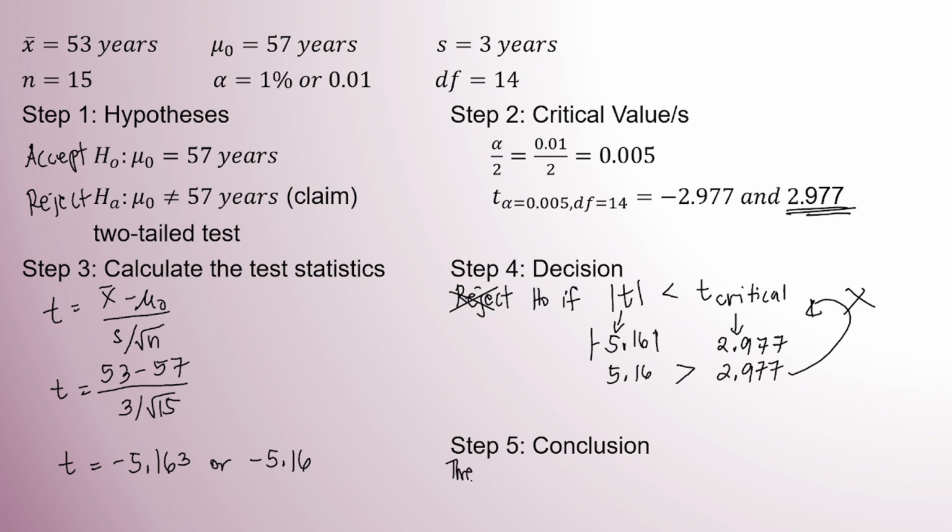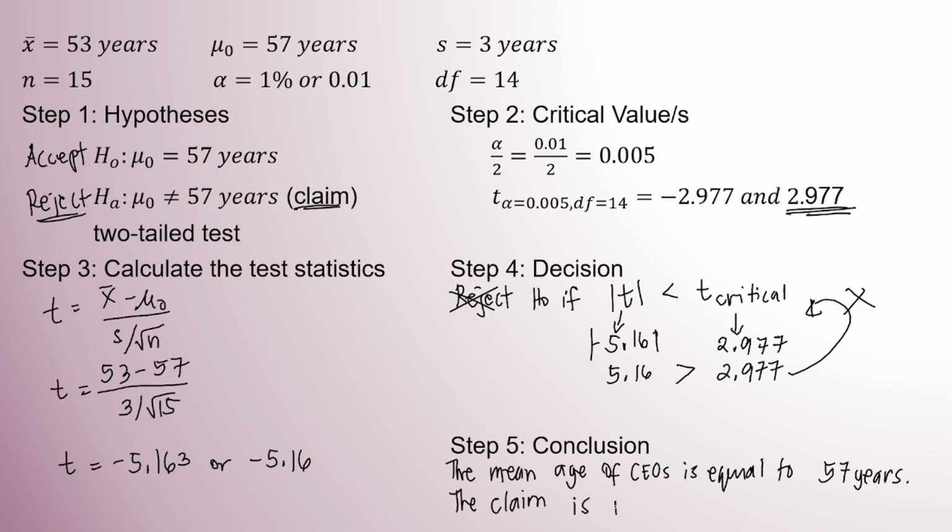The mean or the average age of CEOs is not equal to 57 years. At dahil inaccept natin ang ating claim, we can say that the claim is valid. Again, hindi palaging valid ang claim. Possible na maging invalid yung claim kung nireject natin yung hypothesis na kine-claim ng problem.